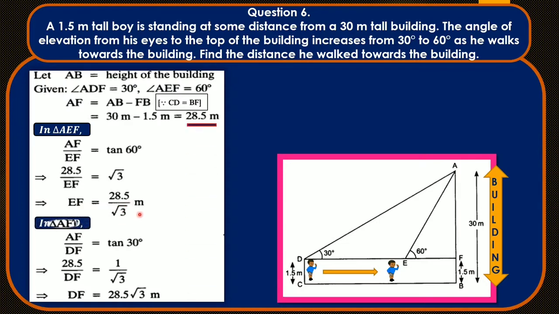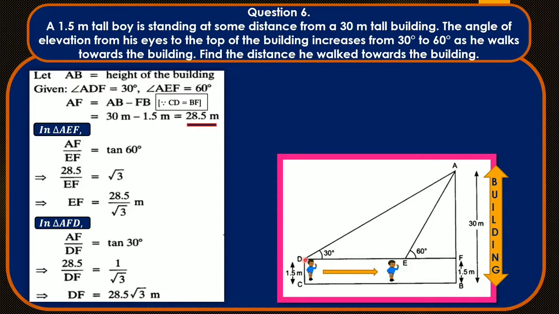In the same way, you can consider triangle AFD, in which angle D is 30 degrees. So again we'll consider tan 30 degrees equals AF upon DF. Substitute the values, we'll get the value of DF, which is equal to 28.5 times root 3 meter.